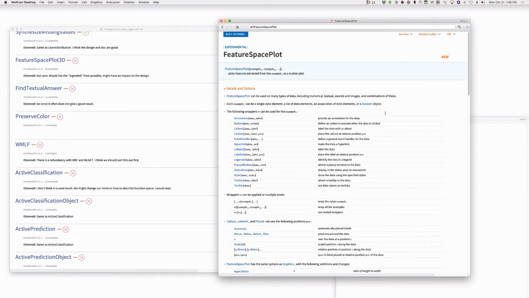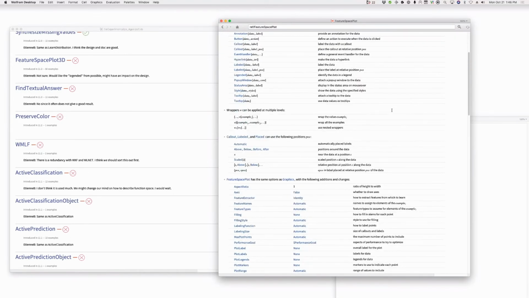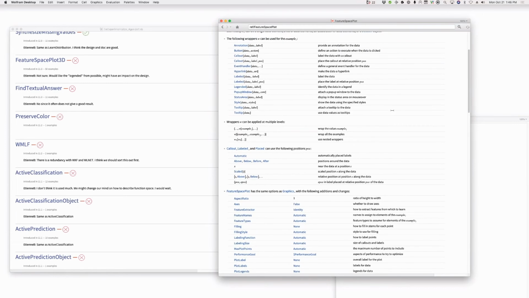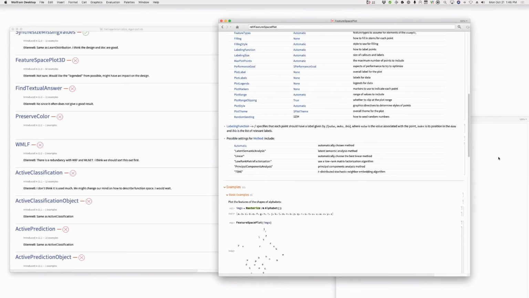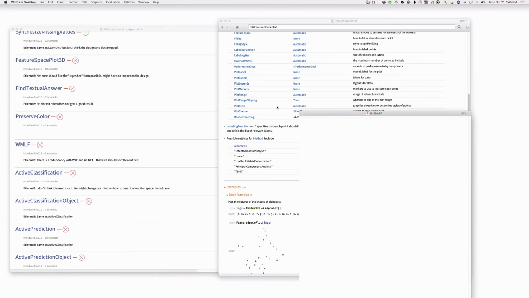Right. So feature space plot right now with arrows uses labels, I think. Is that right, Etienne? Do you remember? With arrows, if you have a list of rules. It doesn't document what it does. I don't think it does anything. I don't know.